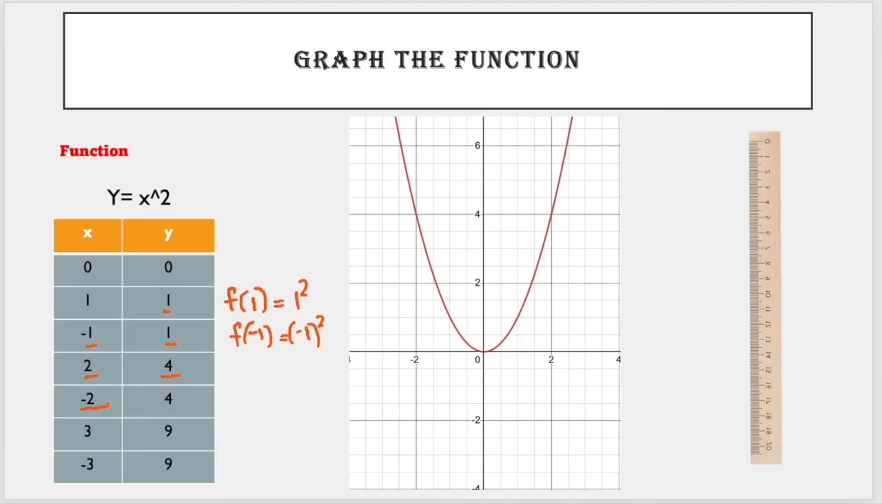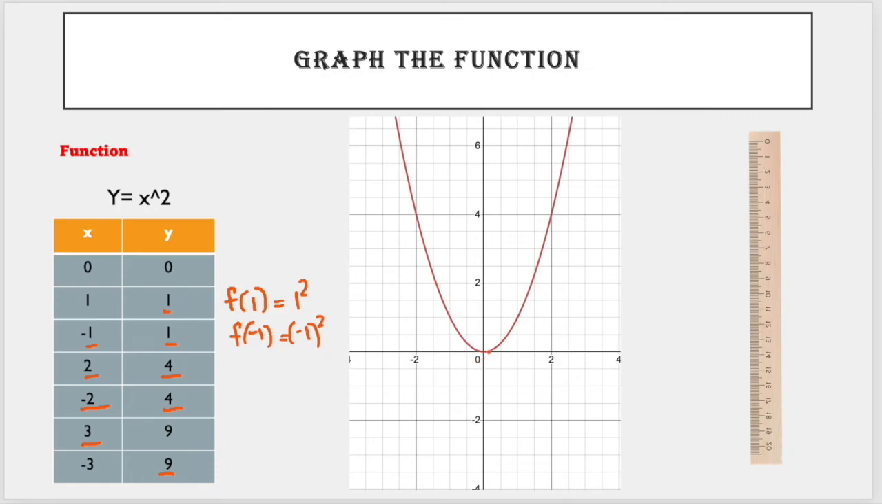If you input negative 2, also you get 4. If you input 3, you get 3 squared, which is 9, that is 3 times 3. If you input negative 3, also you get 9. Negative 3 times negative 3, which is 9. So if we plot these coordinates on a coordinate plane, we get a graph like this.